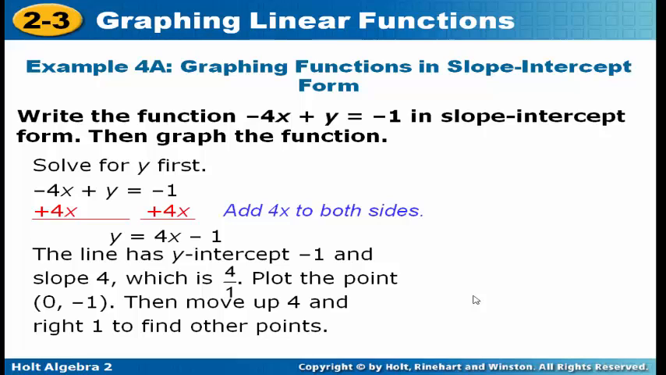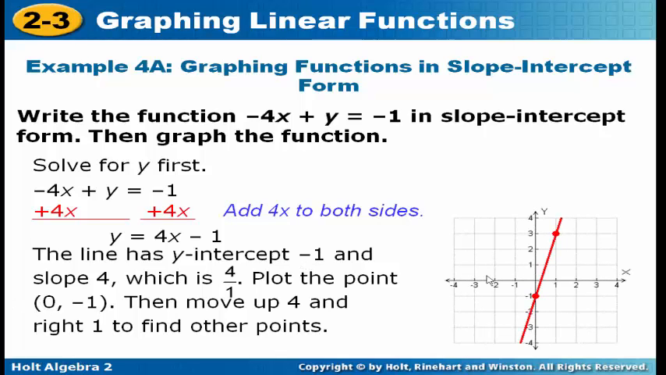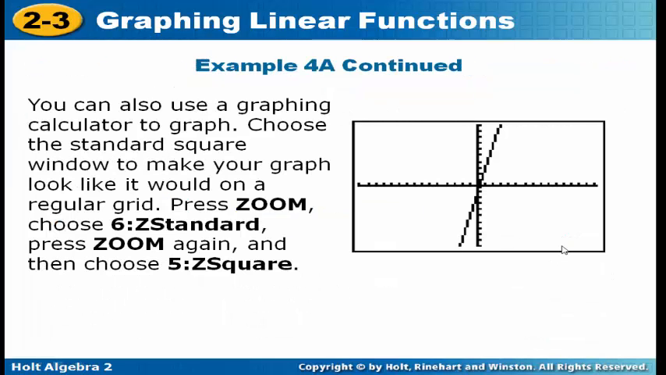Plot the point (0, -1). Why? Because the y-intercept is negative 1, so x equals 0 and y is negative 1. Then use the slope: move up 4, 1, 2, 3, 4, and move right 1 to get the second point. We can also use a calculator, but this method is not important, so we can cancel this method.